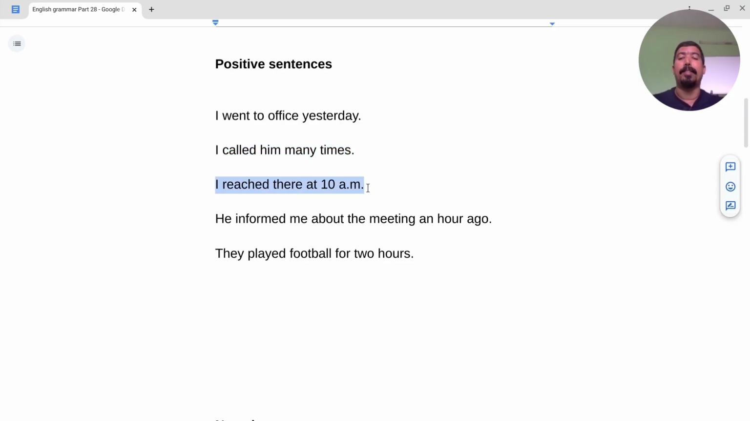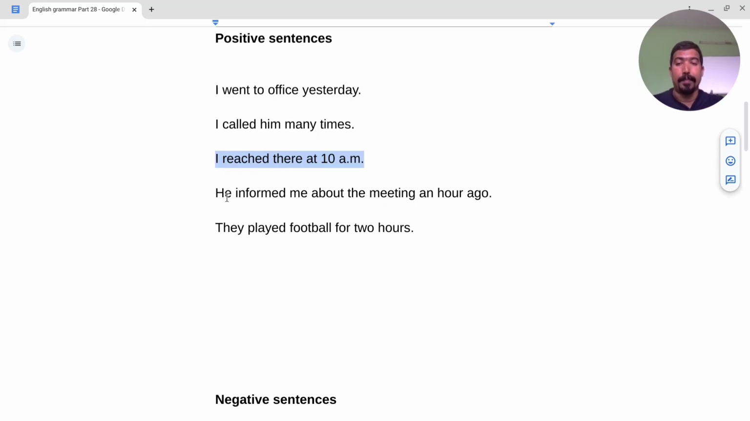I reached there at 10 a.m. One of my friends asked me, when did you reach your office? When did you reach there? I reached there at 10 a.m. I am specifying a time. Reach, the past is reached. I reached there. Reached is the past form. This is a completed action.